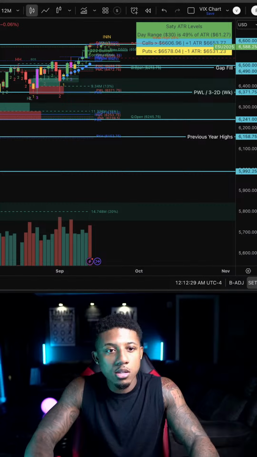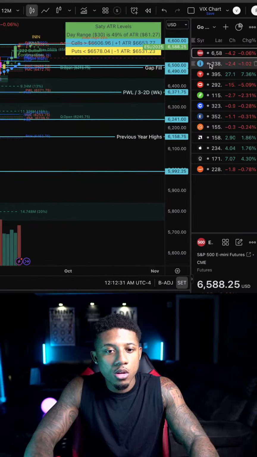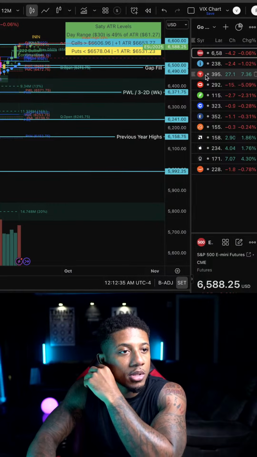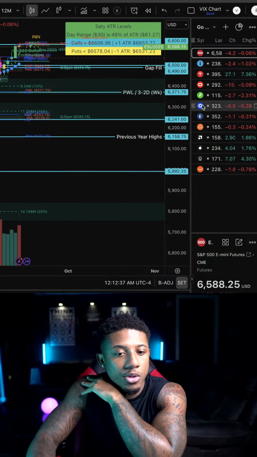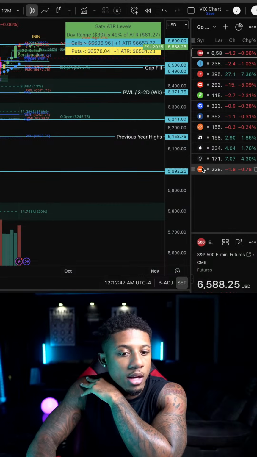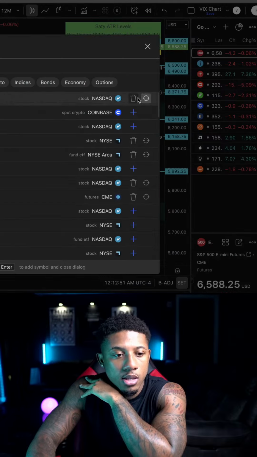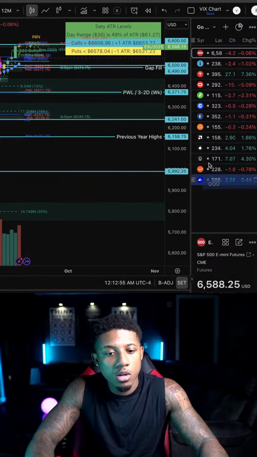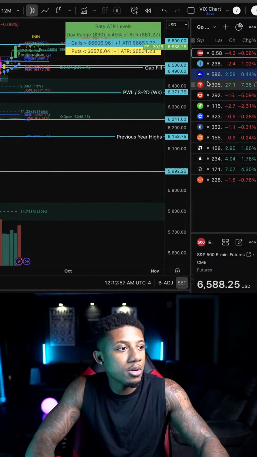So my watch list are these right here. SPX, IWM, Tesla, Oracle, Robinhood, Coinbase, UNH, Alibaba. What is this? Palantir, Apple. Wait, no, AMD, Apple, Palantir, Amazon. These are my watch list. And then I do need to add QQQ on here as well, just for the tech sector, because a lot of these are tech.